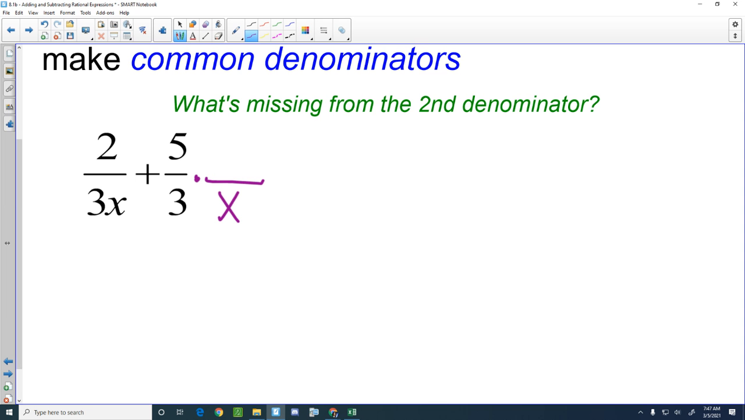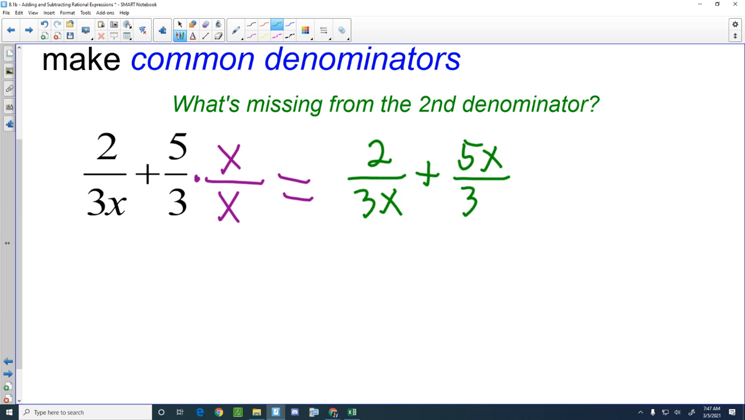Then both denominators will be the same. They'll be common. However, if we multiply the denominator by an x, we'd have to multiply the numerator by x. So this turns it into 2 over 3x plus, well, 5 times x is 5x, and 3 times x is 3x. So I still have two fractions, but now do they both have the same denominator? Yes. Good. That's right. They do. So we can add them up.